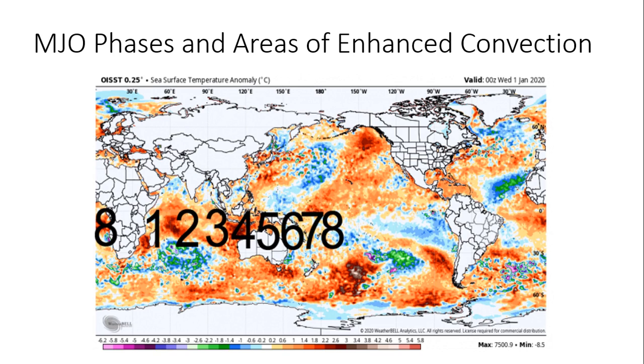And so various phases favor various differences in weather across the United States. And I'll show you those composites here in a moment. But just getting you familiar, if this is your first time watching our video here at the Spot On Weather YouTube channel, about the MJO phases and where those areas of enhanced convection tend to form.